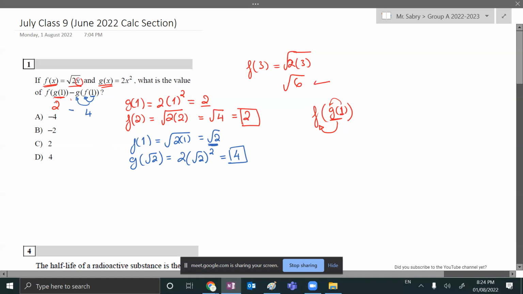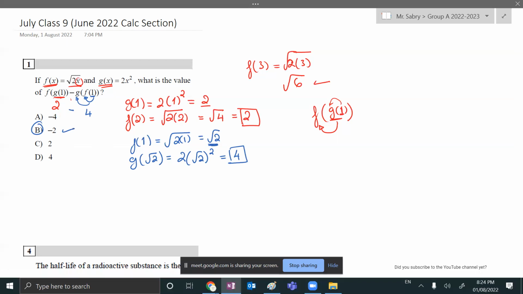All you need to do is 2 minus 4, which is negative 2. So the answer is B. Does this one make sense? Sorry?